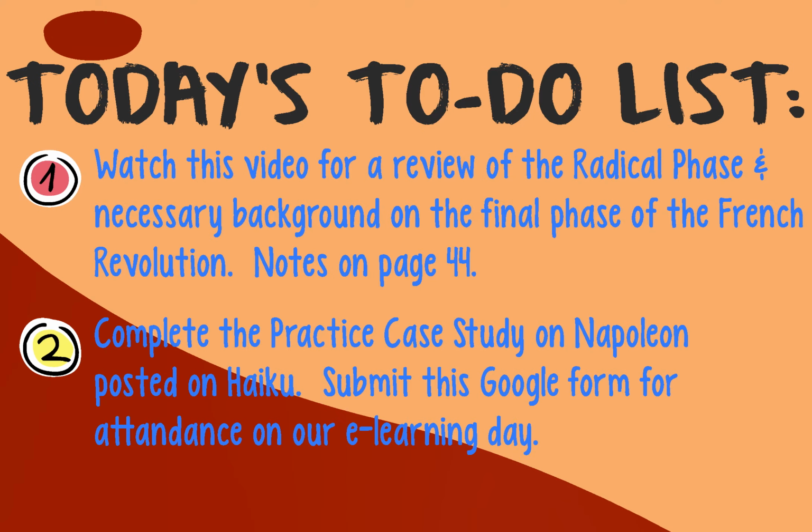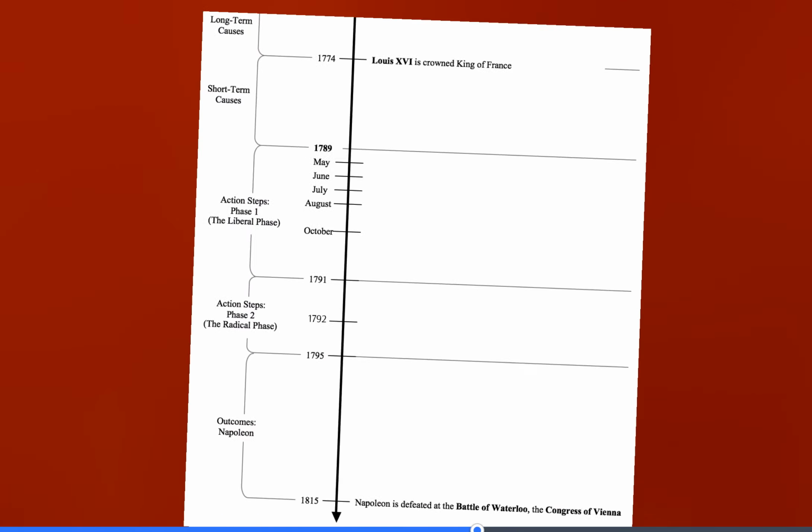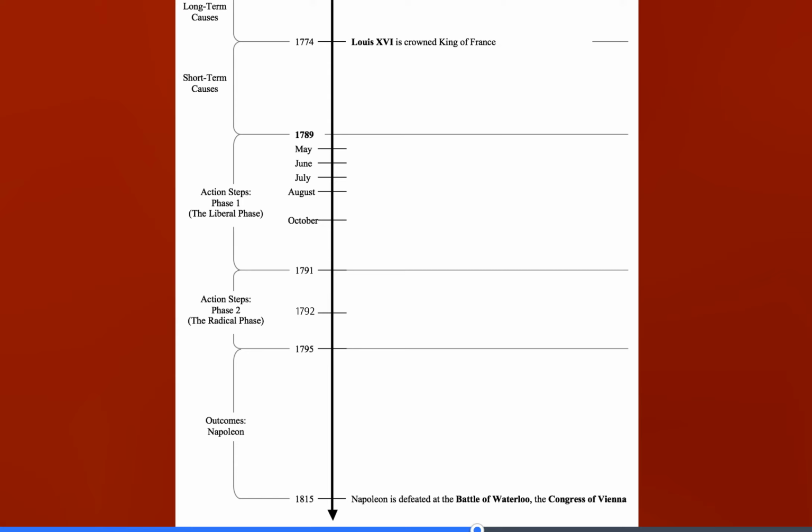So here's what we're going to do. We're going to watch this video to review the radical phase and get some necessary background on the very final phase of the French Revolution, which includes Napoleon, while taking notes on page 44. And then the practice case study on Napoleon will help you learn a little bit more background about him and his rule as Emperor of France and over most of Europe as well to complete our study of the French Revolution.